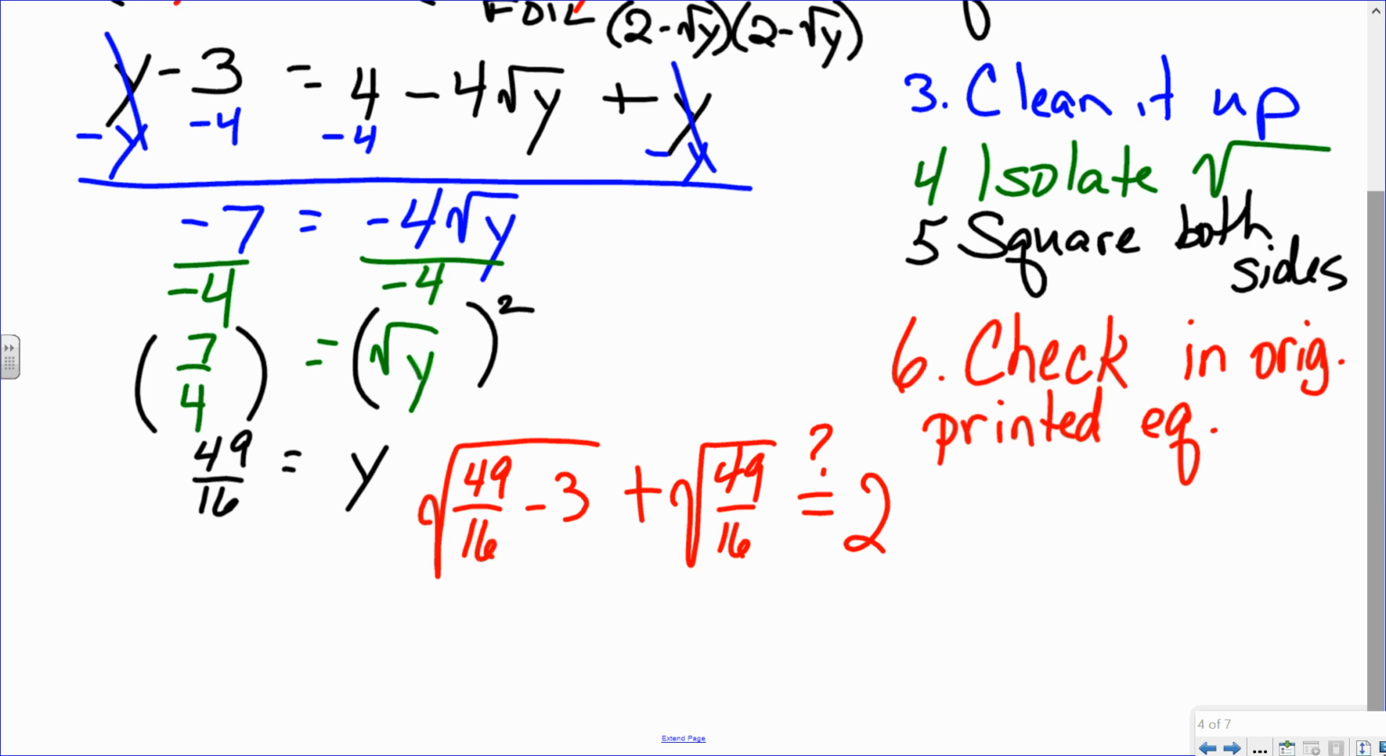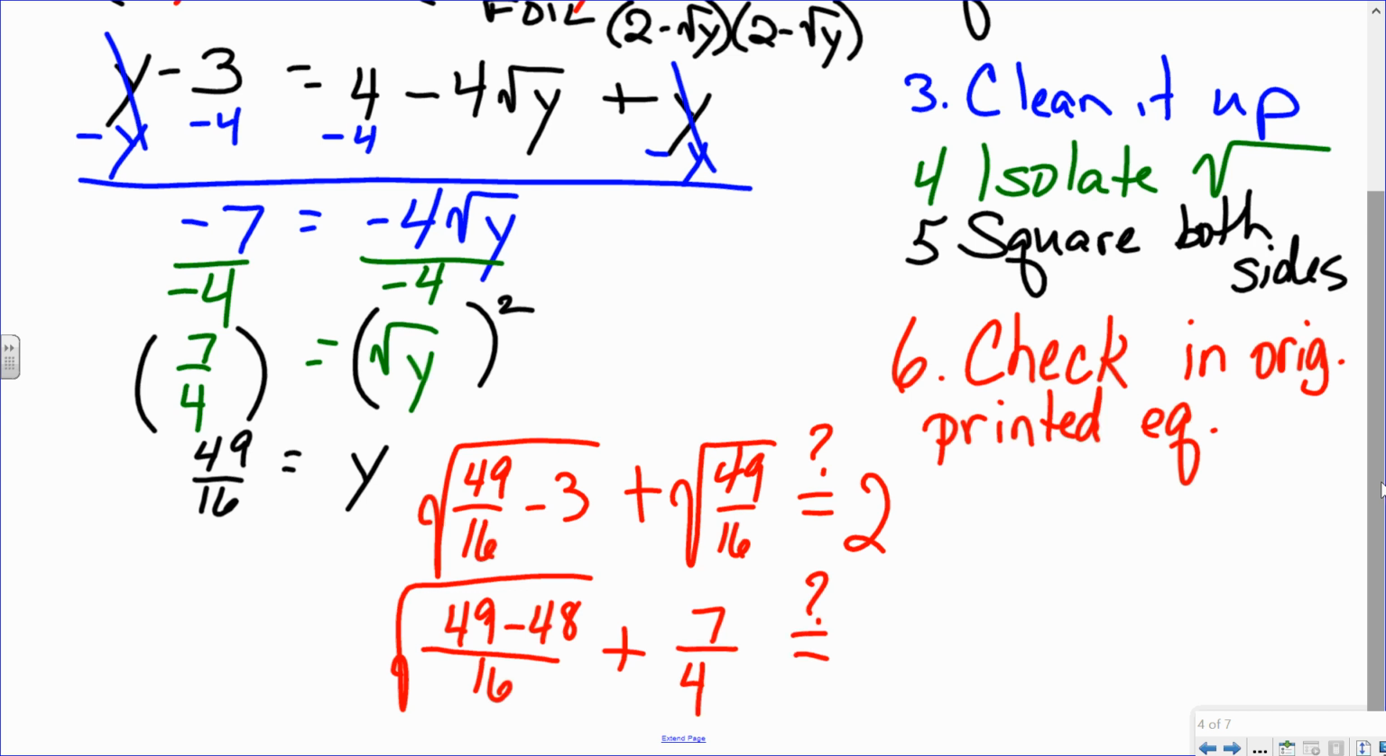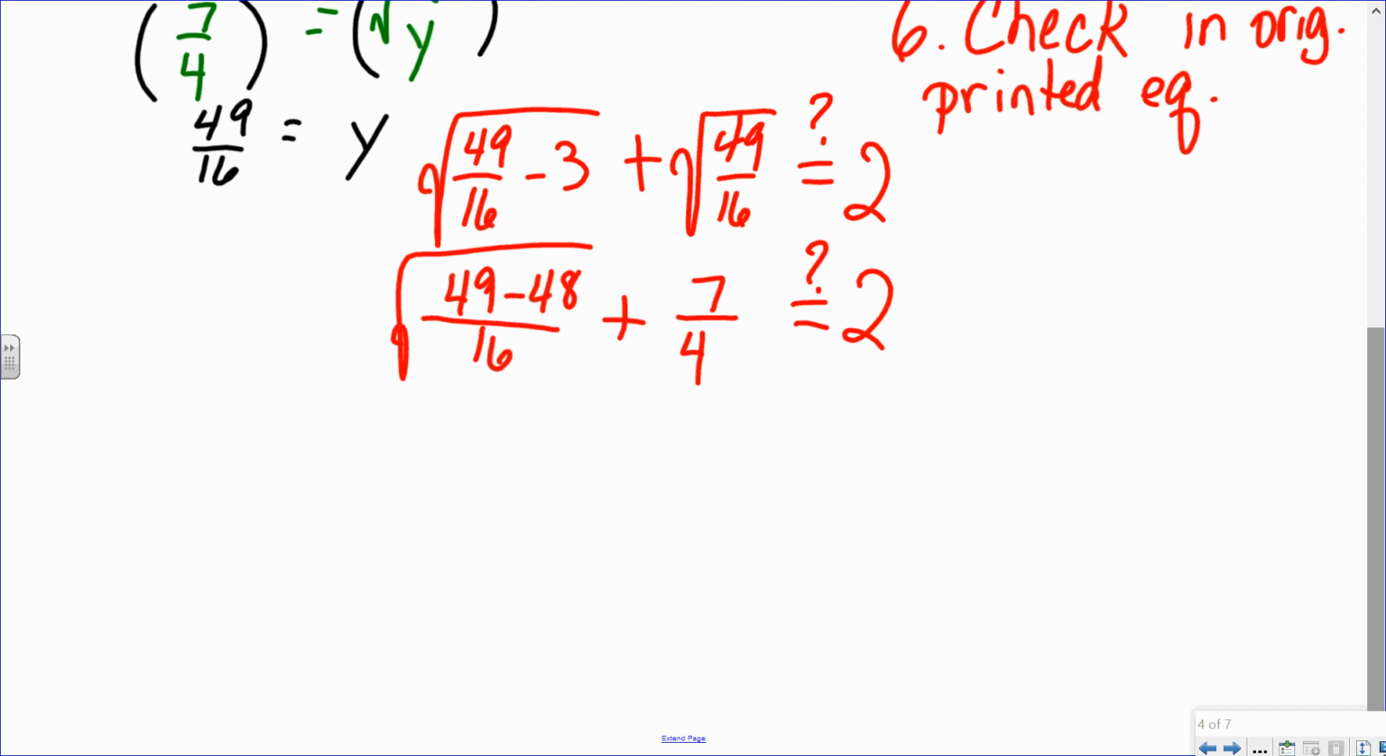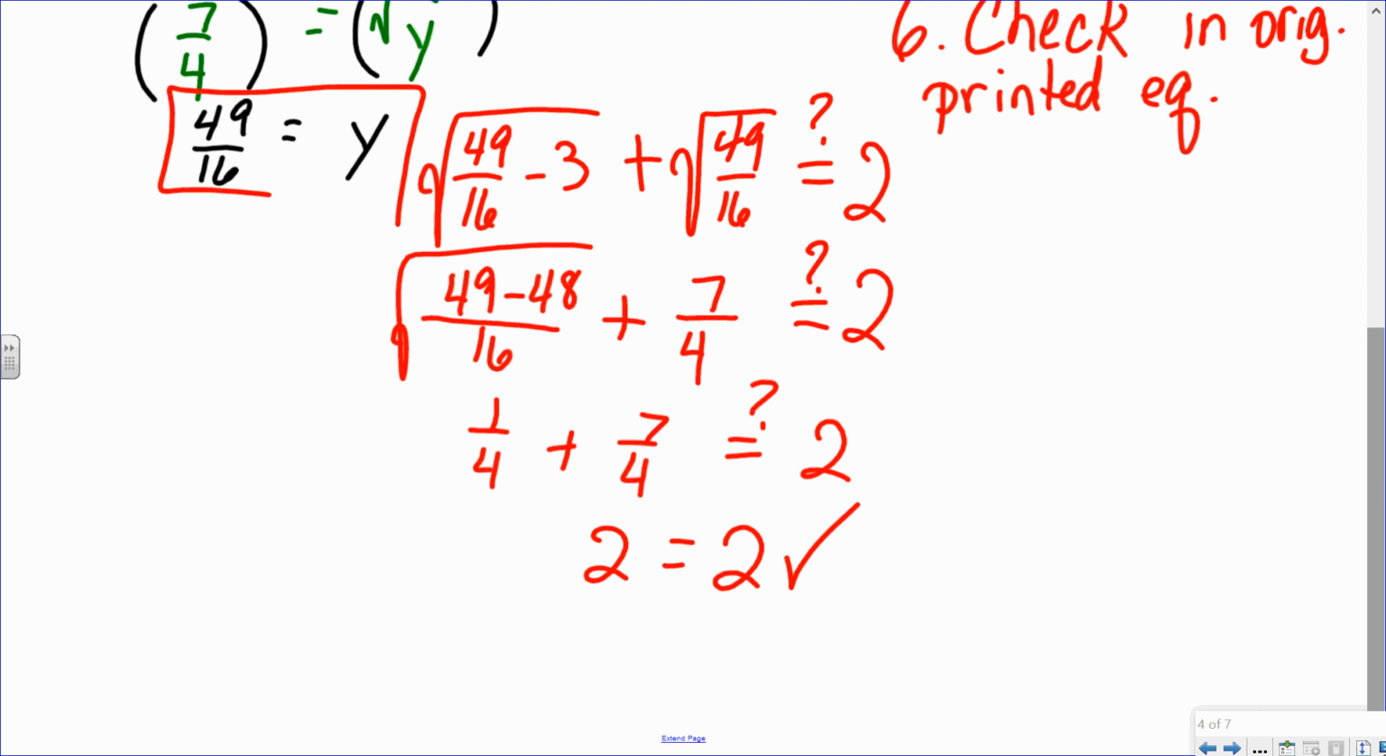So 3 is 48/16. So we are looking at the square root of 1/16 plus this square root will be the square root of 49 is 7, square root of 16 is 4. Square root of 1/16 is, everyone? 1/4. What's a fourth plus 7/4? And what is 8/4? So 2 equals 2. It does check. 49/16 is our solution. Questions with that?